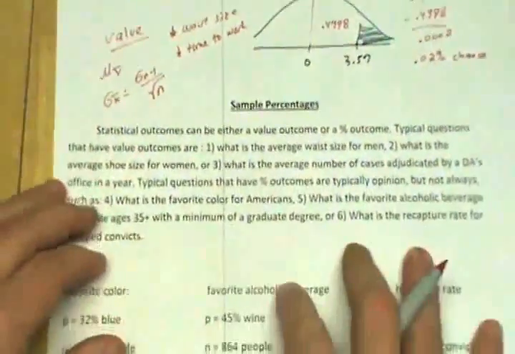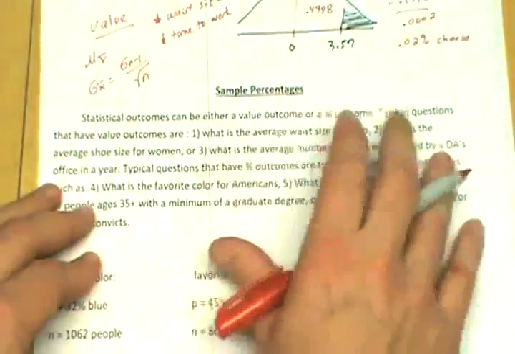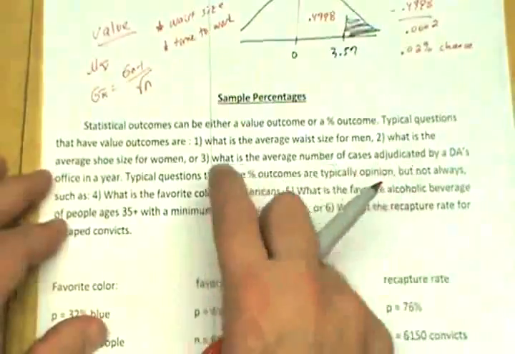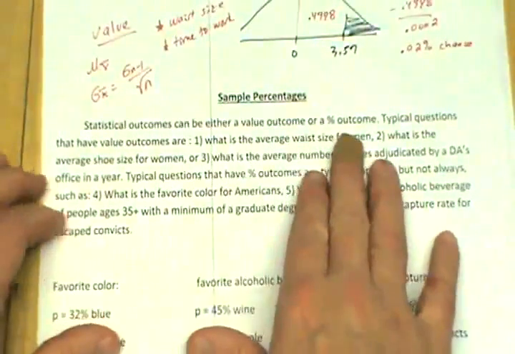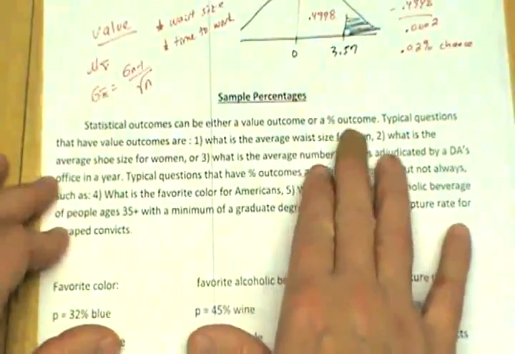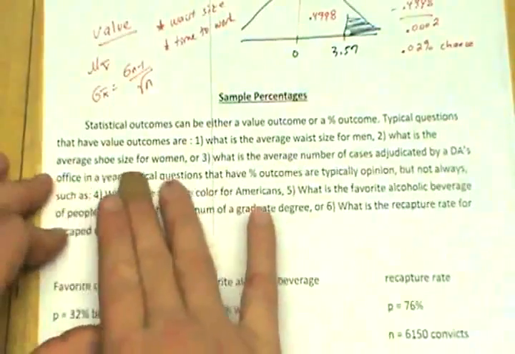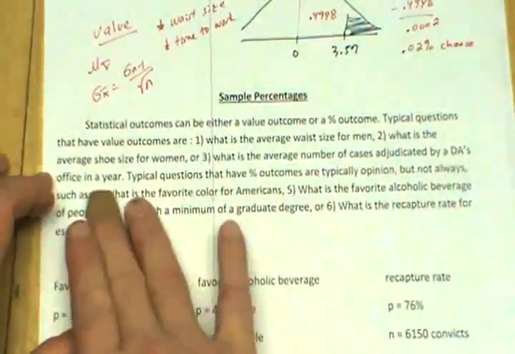The next then talks about what if the outcome is a percentage. So that's the second. There's only 2 types. There's value and then there's percentage. So here we talk about statistical outcomes can be either a value or a percentage. Like I said a second ago, typical questions that have a value outcome are: what is the average waist size? What is the average shoe size? What is the average number of cases adjudicated by a DA's office?